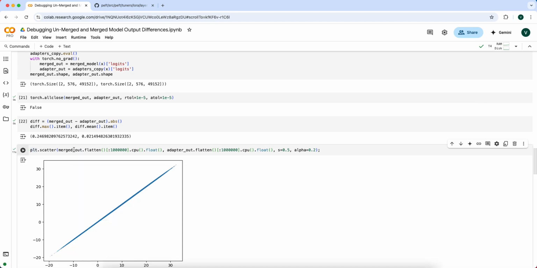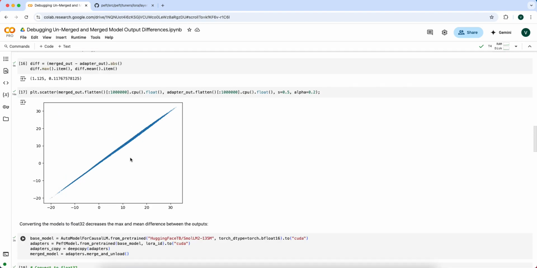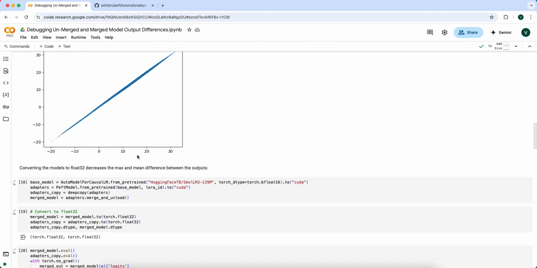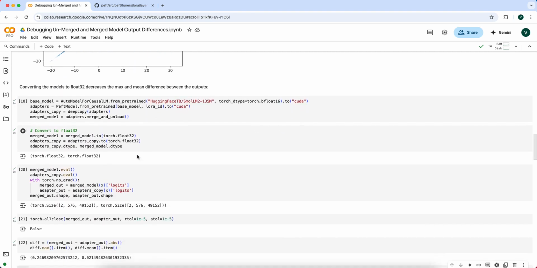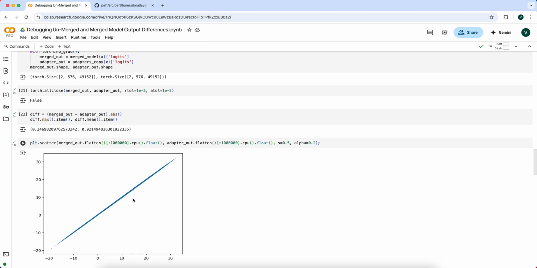And okay, it's a lot less. There's a lot less variance, right? So it's getting closer to a straight line. There's still some deviation, but it looks better than this bulge that we see here in BF16. So at this point, you can kind of tell where this is going, or at least this is a hint that, okay, changing the precision changes the outputs and makes them closer.